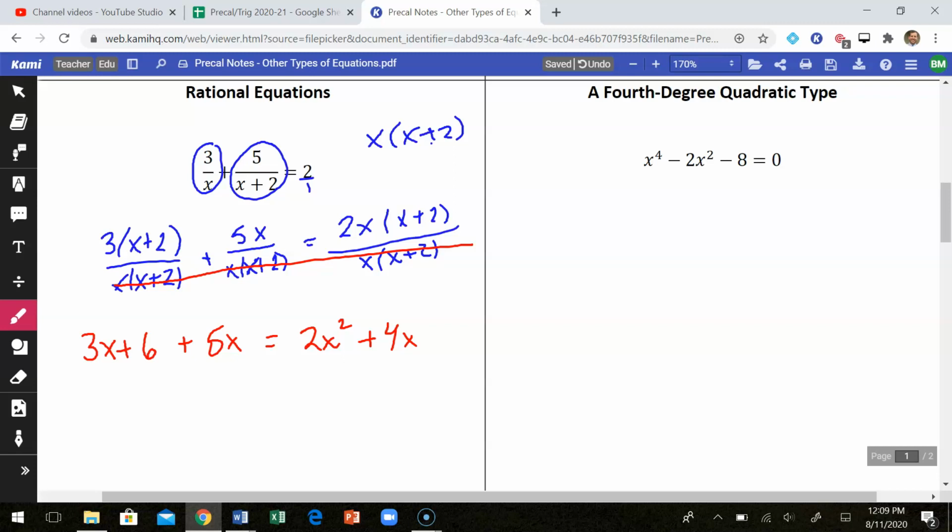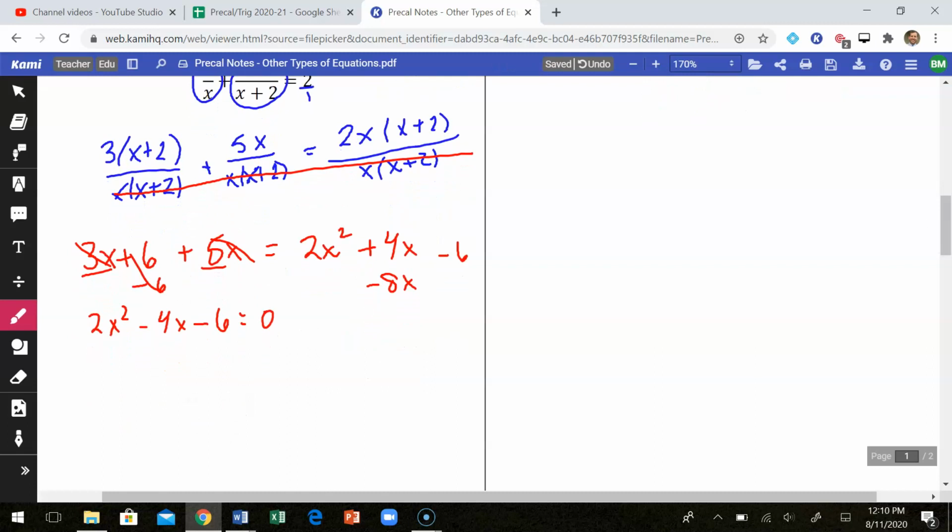I have a quadratic equation, so I'm going to move everything to the right side because I want my x squared term to be positive. So 3x and 5x, that's 8x, but I'm going to move that over here. So I'm going to subtract 8x. That's going to get rid of both of those things. I'm also going to subtract 6. So I'm going to have 2x squared minus 4x minus 6 equals 0.